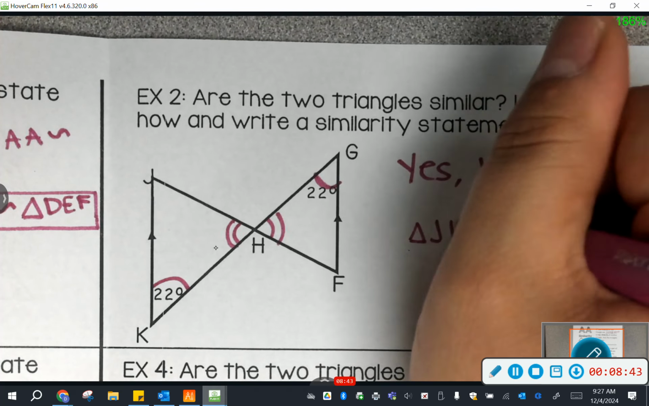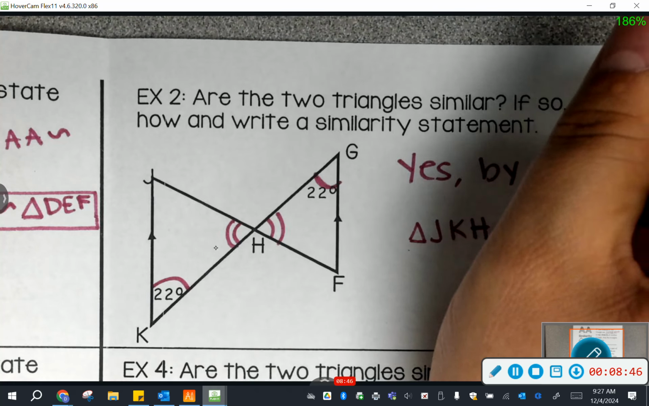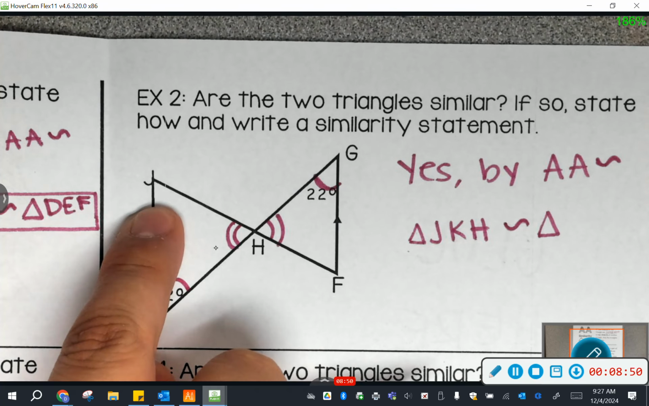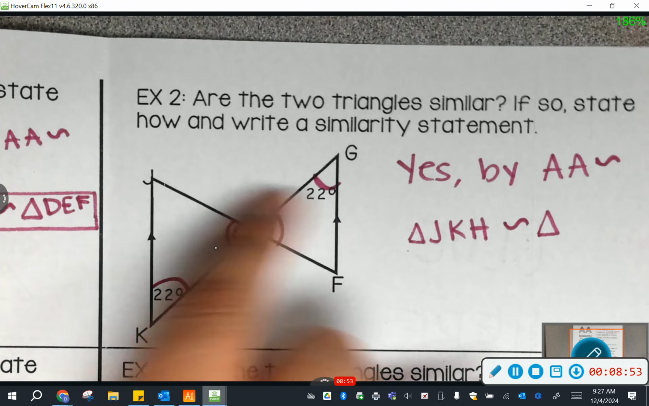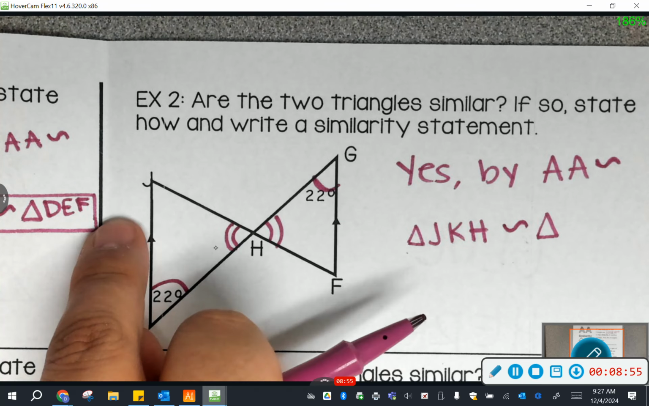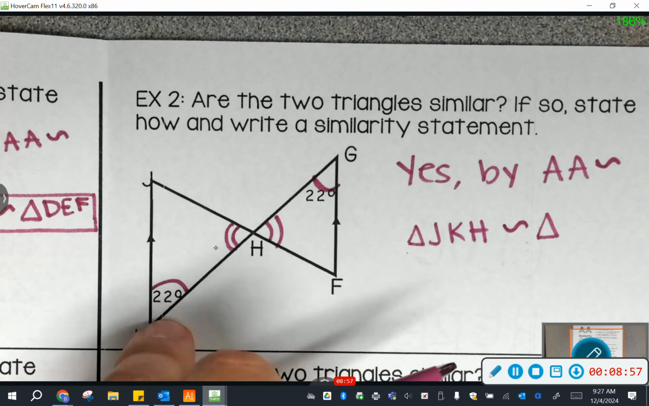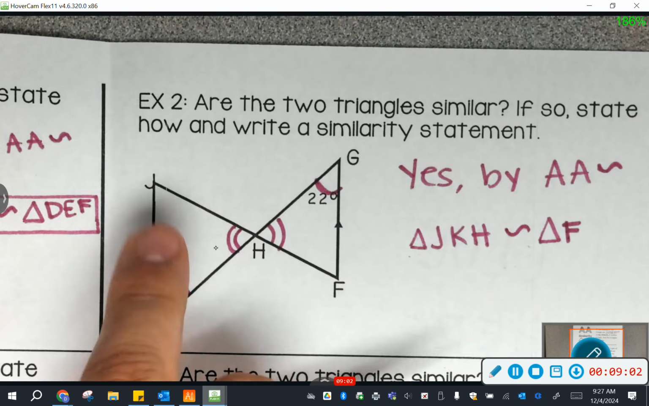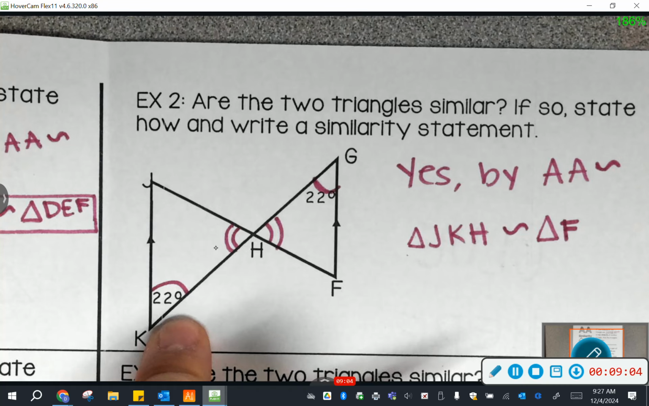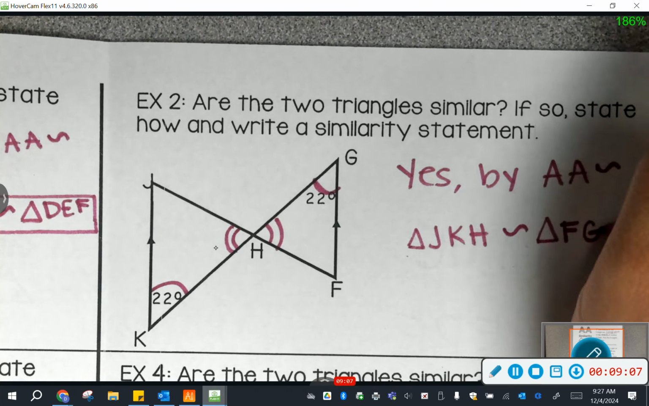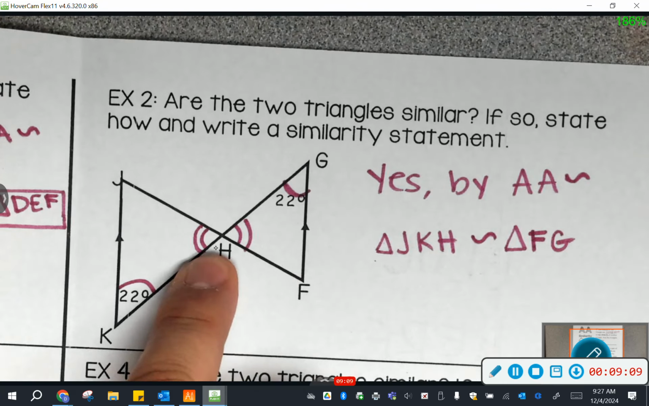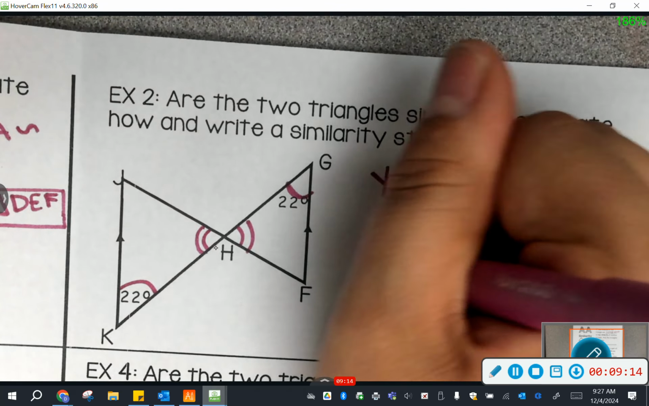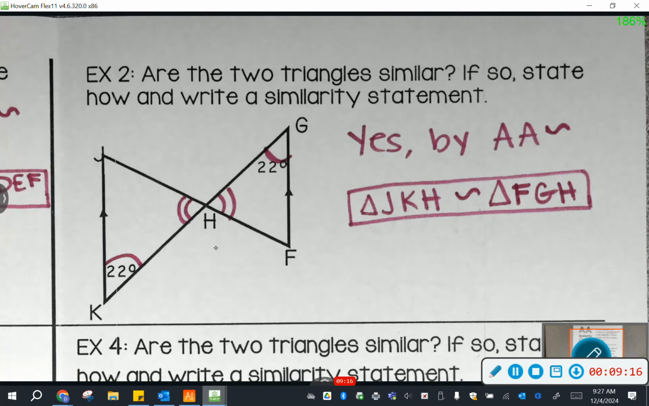Triangle JKH. What goes with J? F. Why F and not G? G's up top. Because it doesn't have the 22. What has nothing with it? F. What goes with K? G. And if you need to, do your chart. And what goes with H? H. If you would like to do your chart, you can do that as well.